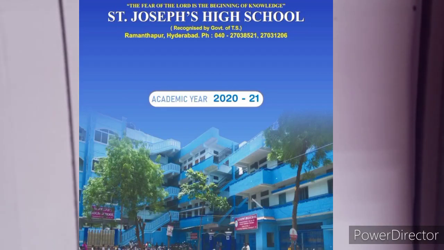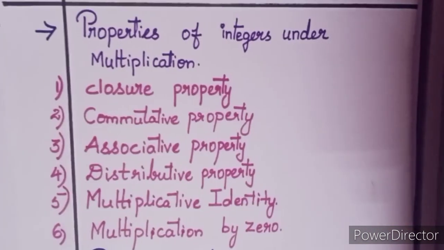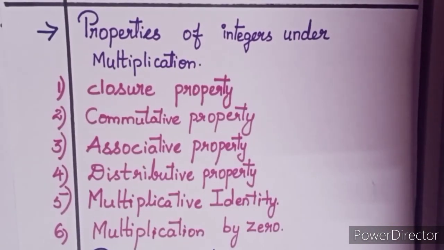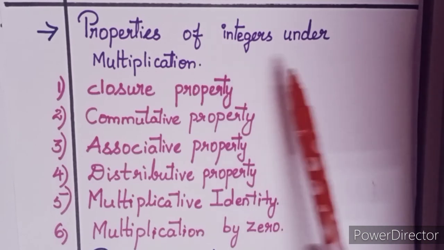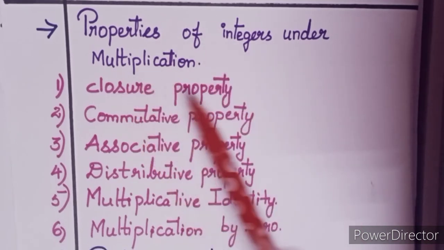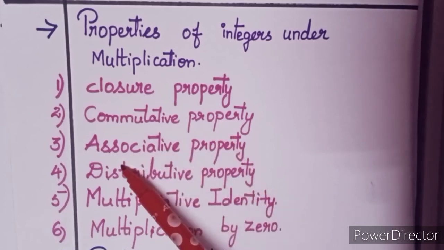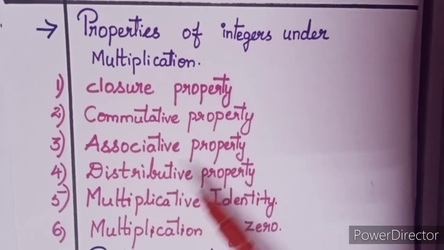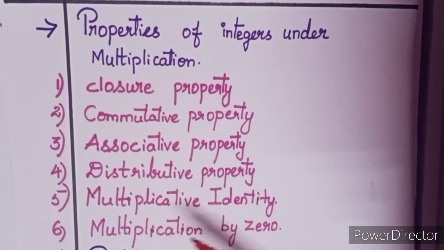Good morning, children. In the previous two sessions, we have learned so many definitions and addition, subtraction, multiplication, division of integers and exercises on them. I think you people have done all this and learned the definitions. Now we are going to learn about properties of integers under multiplication: closure property, commutative property, associative property, distributive property, multiplicative identity, multiplication by 0.